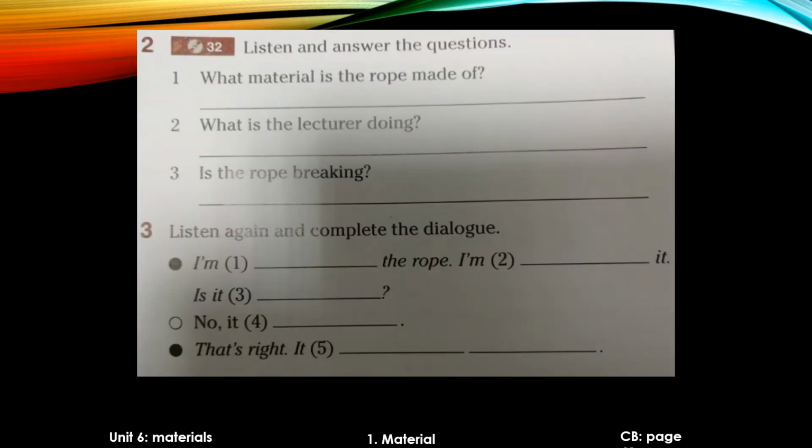Okay, now we have a listening to answer the following questions. Exercise 2, listen and answer the questions. Number 1, what material is the rope made of? Number 2, what is the lecturer doing? A lecturer is a person who gives a lecture. He is like a teacher or something like that. Number 3, is the rope breaking? Okay, so now let's listen to answer the questions.